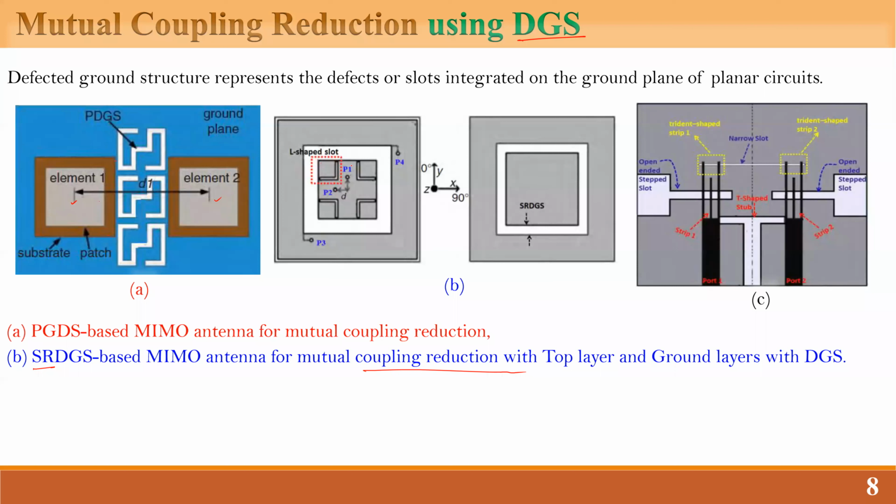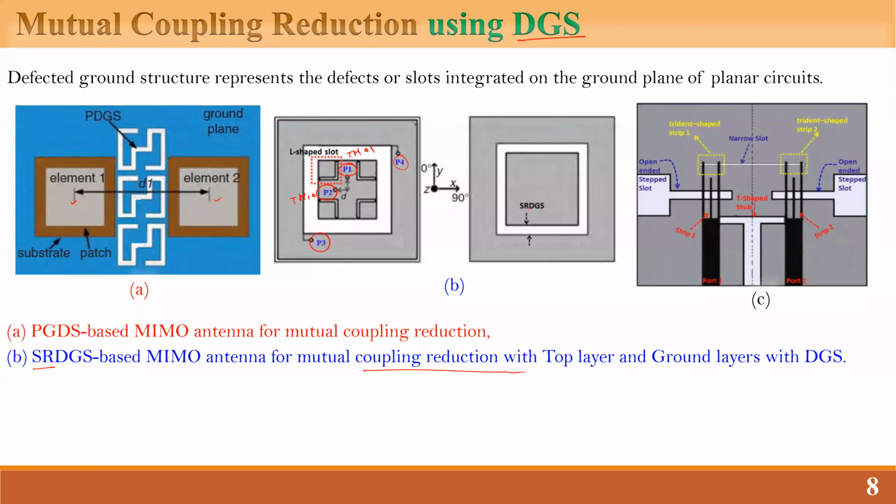For this particular case, P1 is giving you a mode like TM01, and P2 is giving you a mode like TM10. At the same time, if you are using P3 and P4, that is the outer ring, that will give you some higher order orthogonal modes. For P3 it is TM21, and for P4 it is TM12.